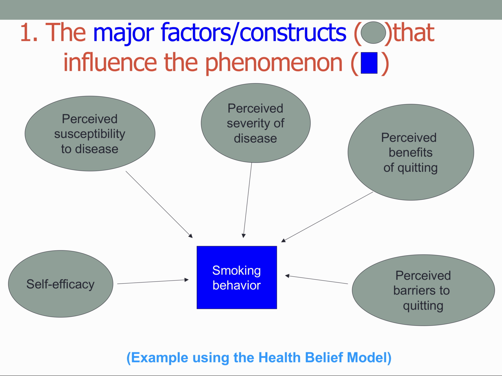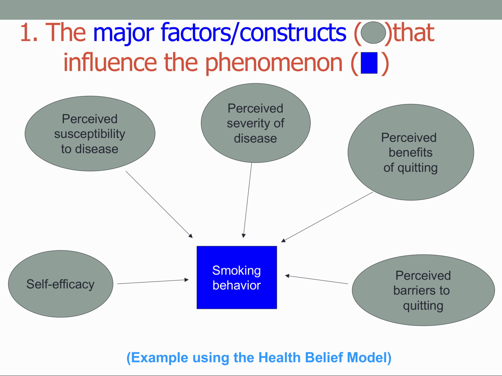So, models are subclasses or subgroups of theories because models usually take from different theories, multiple theories, to make sense of something. Sometimes people will use different theories to make sense of something, and when they do, they've created a model. So the health belief model is a compilation of different theories.